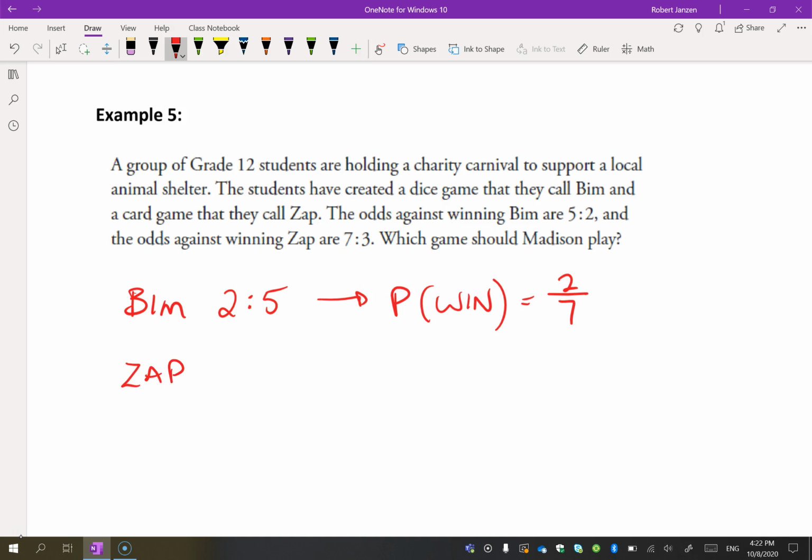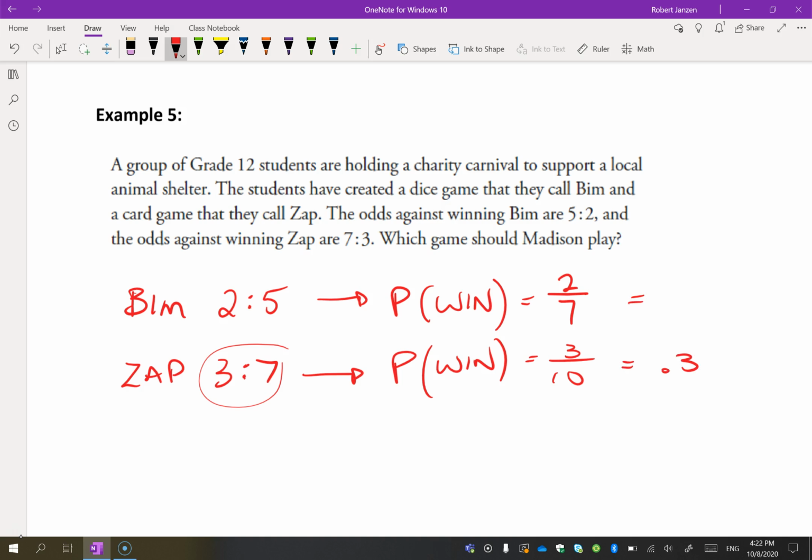Okay, let's look at Zap. It says the odds against winning are 7 to 3. So the odds of winning are 3 to 7. So the probability of winning is 3 out of 10. Remember, the bottom is always the total number of outcomes or possibilities. So 3 plus 7 is 10. So this is a 0.3 chance. And what's 2 divided by 7? That's a 0.286 chance.